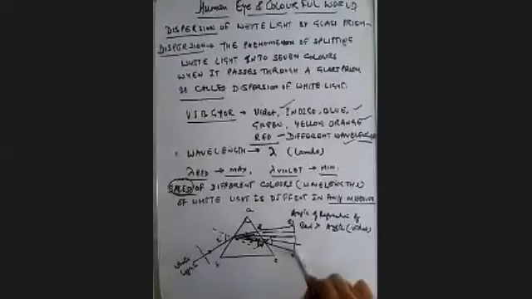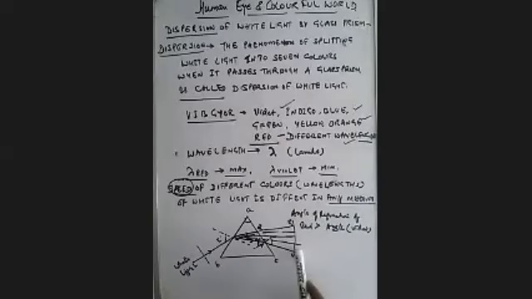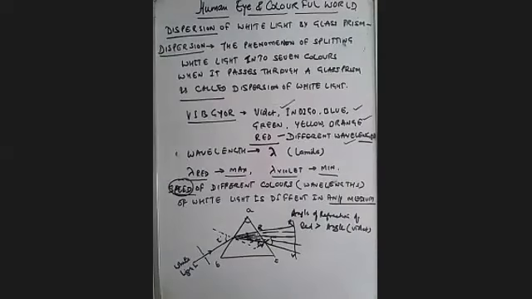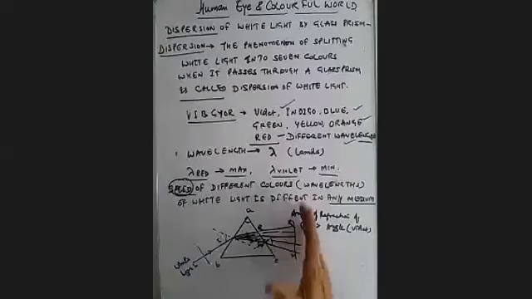Now, if you place a screen in front, you'll see all the 7 different colors. The lowest color will be violet and the highest color will be red. And all the other colors will lie in between. So that is what happens when white light is incident at any one surface of the prism, and we get the 7 colors when the light comes out.